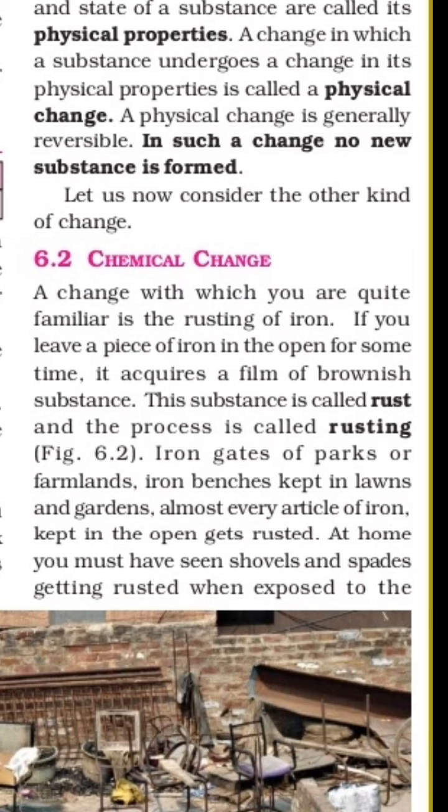If you leave a piece of iron in the open for some time, it acquires a film of brownish substance, and this substance is called rust. And the process is called rusting of iron. Now we are aware that when any iron material is kept on an open surface, what will happen? Because of water, oxygen and humidity, it acquires a brownish substance, and it is called a rust, and the process is called rusting of iron.